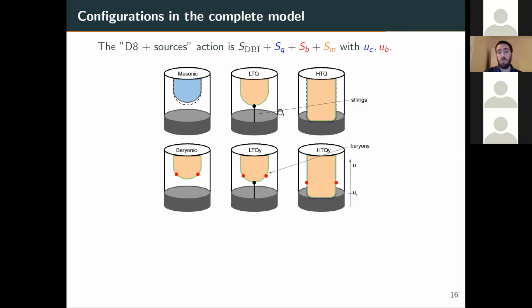The 3 above are the ones I already showed you, and these 3 are configurations where you have, in this case, baryonic sources that have moved away from the tip, and then you have 2 types of solutions which have baryons and string-like sources or quark-like sources at the same time.